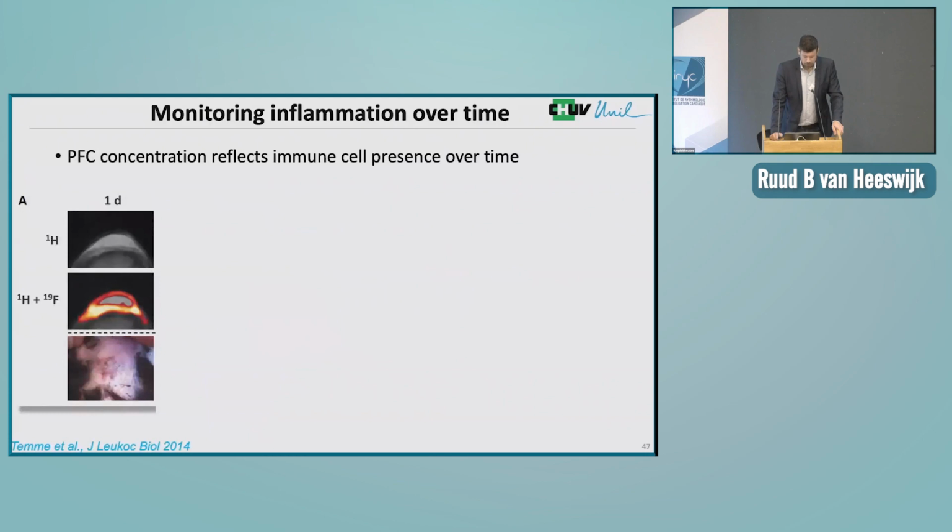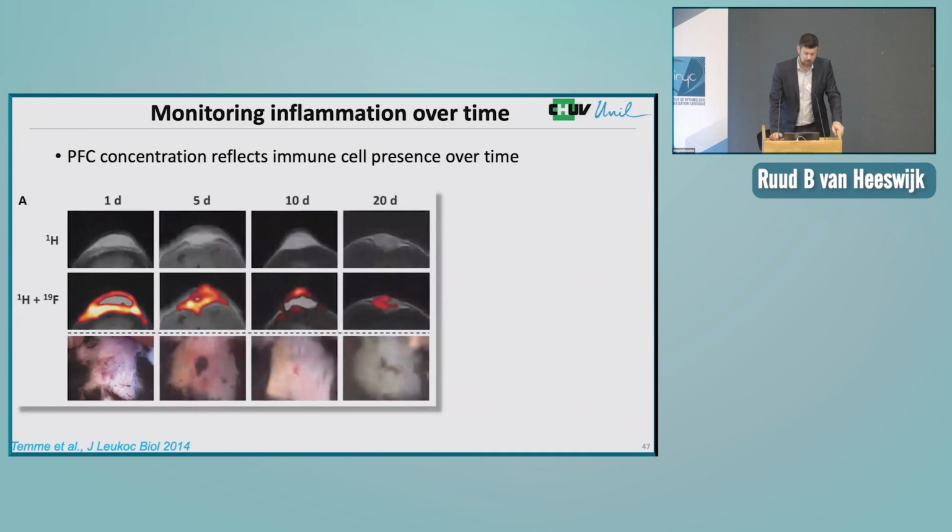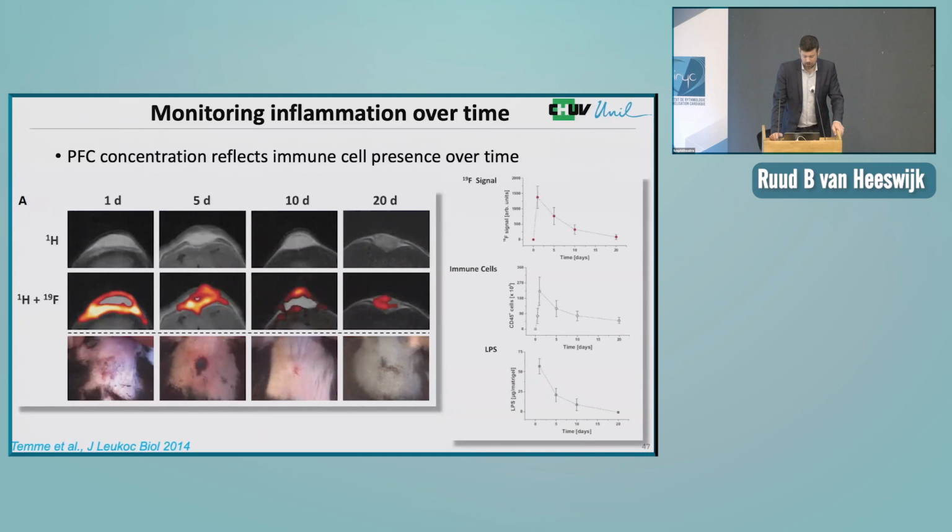Then the really cool and unique thing of perfluorocarbon is that it reflects the immune cell presence over time. So if you see the image on the left here, they injected some perfluorocarbon and an irritant that causes inflammation in the fat pad of a mouse. And then over time, this inflammation went away, the perfluorocarbon went away, and the irritant went away. And as you can see in these curves on the right, they really nicely show that you can use fluorine MRI to track inflammation over time.